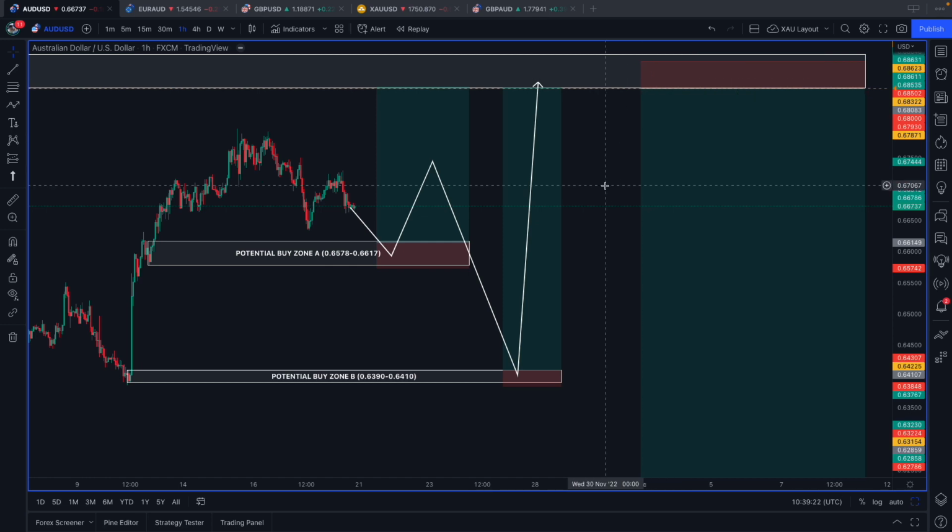This is a bearish market. So realistically, we want to be looking for longer term sells, as we always want to be trading with the trend.